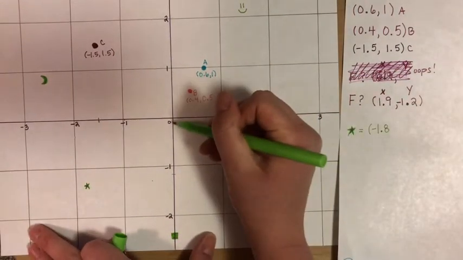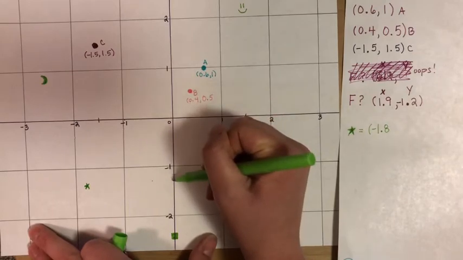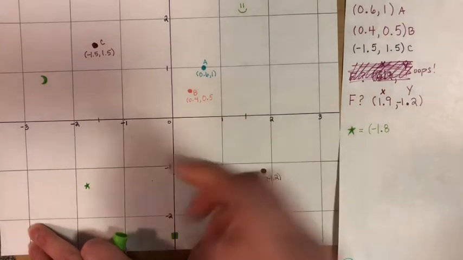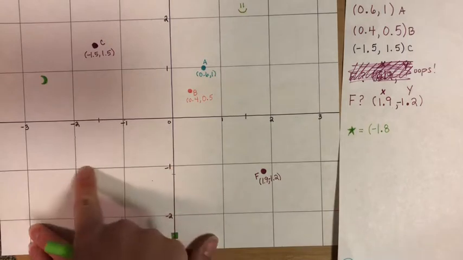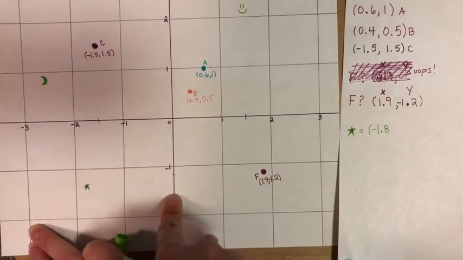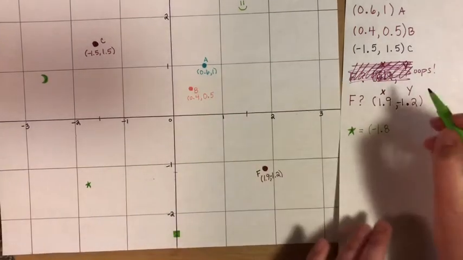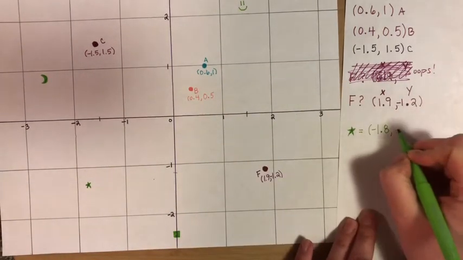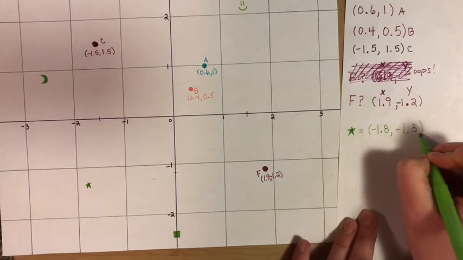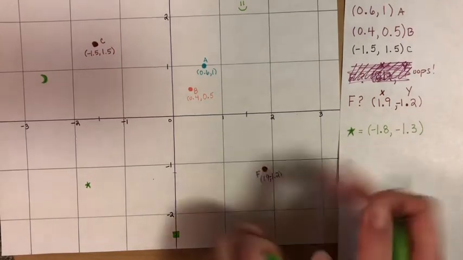So for our y, we went down at least 1, and then it's kind of close to this 1's line. So it's not quite half. Half might be about right here. So I'm going to say about 0.3 or 0.4, so negative 1.3. So that would be where the star's coordinates are.